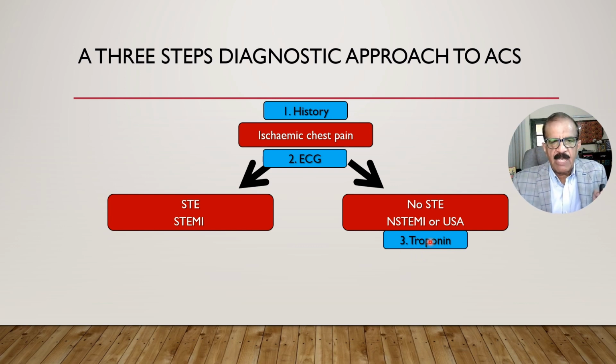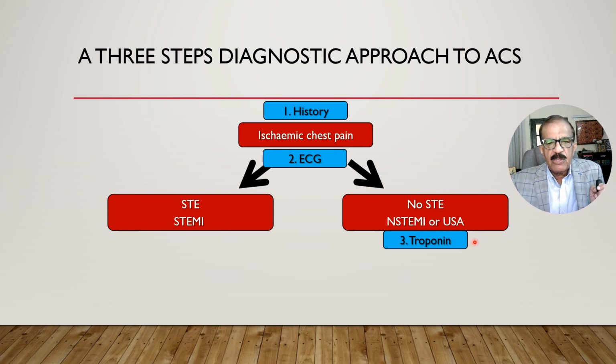Troponins become positive. They are actually cardiac biomarkers, and previously we used to do cardiac enzymes, but troponins are better in all respects. They are more specific, more sensitive, and the newer generation troponin assays, the fifth generation assays, become positive in just 2 to 3 hours.